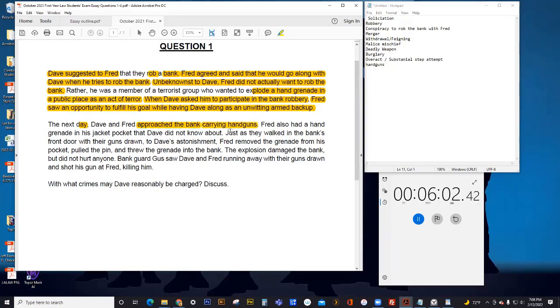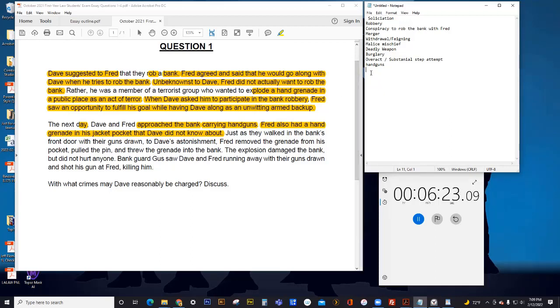See, Fred also had a hand grenade in his jacket pocket that Dave did not know about. So Dave didn't know about that. So again, there's more defensive stuff for Dave not knowing things that you can use for his intent or his withdrawal to get out of the conspiracy. Just as they walked in the bank's front door with their guns drawn.